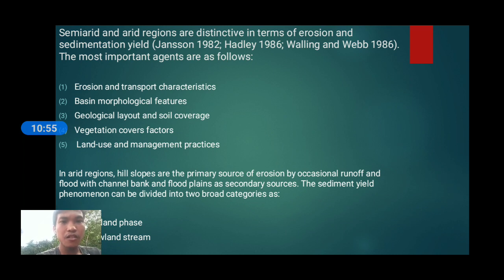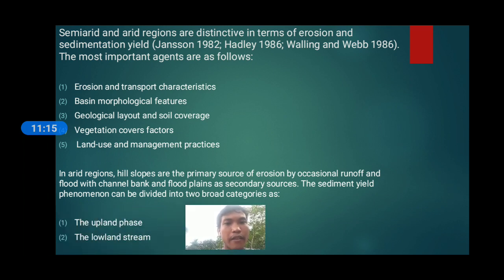In arid regions, hill slopes are the primary source of erosion by occasional runoff and flood, with channel banks and floodplains as secondary sources. The sediment yield phenomenon can be divided into two broad categories: the upland phase and the lowland stream.